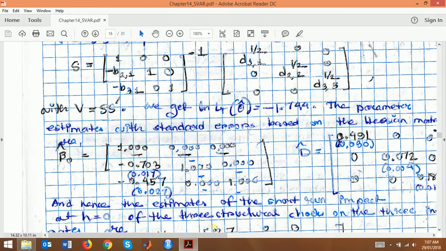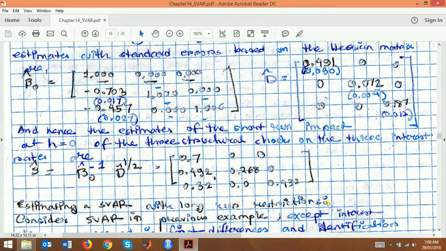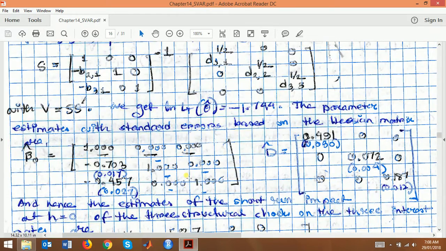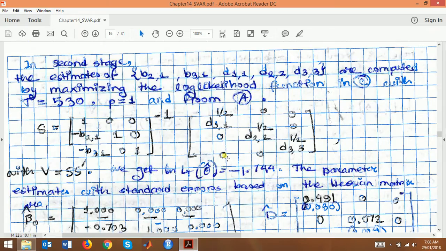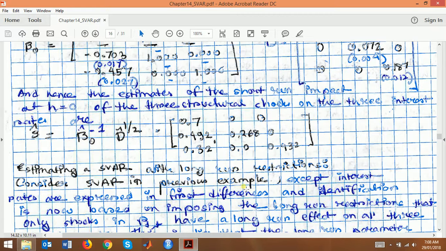And then with V and S, the system by default finds beta naught and D when this relationship has been specified before, and hence the estimates of the short run impact at h equal to 0. So at h equal to 0, we have S equal to root over D by beta naught. So very simply, this is the short run estimate, S transpose, so we needed beta naught and D, and with that we get the short run estimation. In terms of long run, S is equal to phi 1 F.